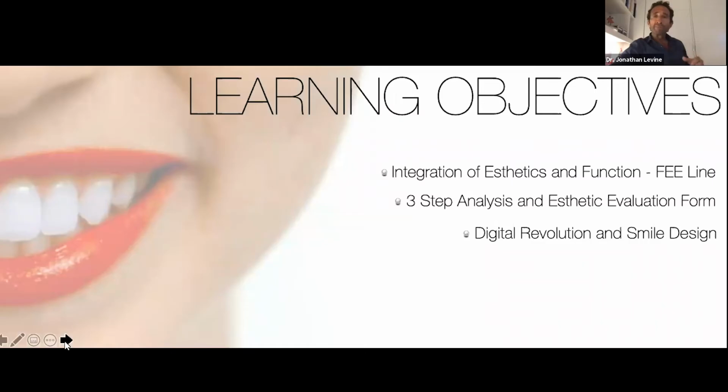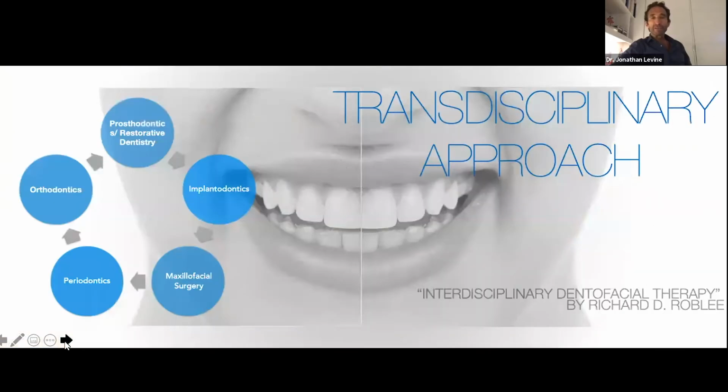A lot of the concepts that came out of what we call the FEline, the functional aesthetic edge, came out of the collaboration of Dr. Mack and myself. This three-step analysis is something I've been working on, and it's very Peter Dawsonian, who for many of us is a mentor of the three-step analysis, and this aesthetic evaluation form we created as much as 25 years ago. We're at version 7. And then we're going to look at the digital revolution and smile design and integrating digital workflow into our practices.